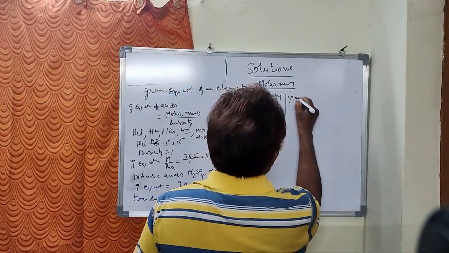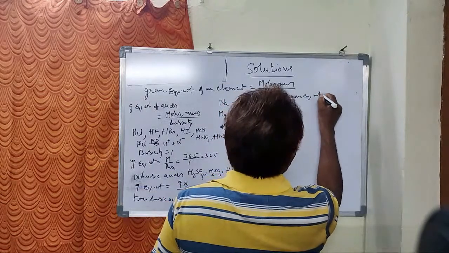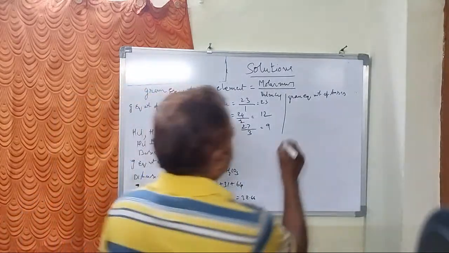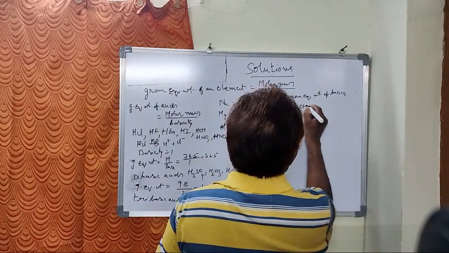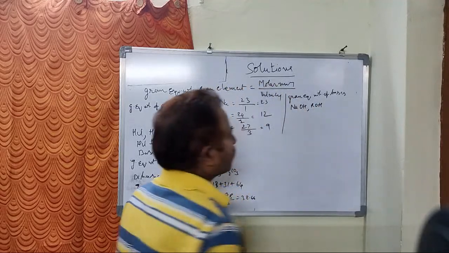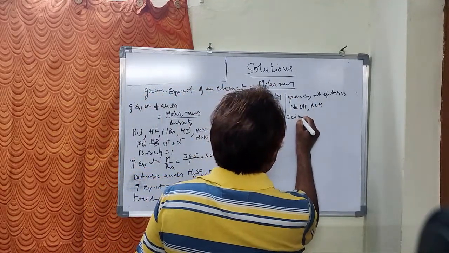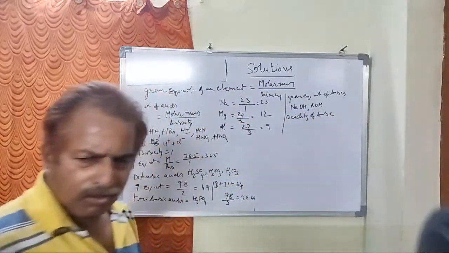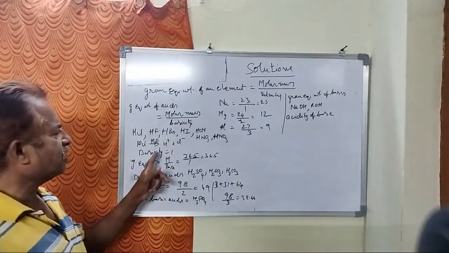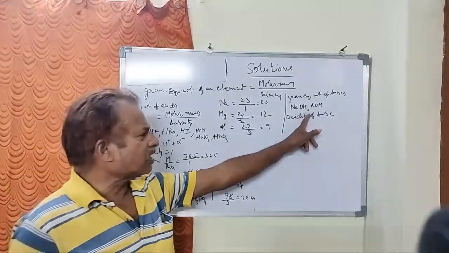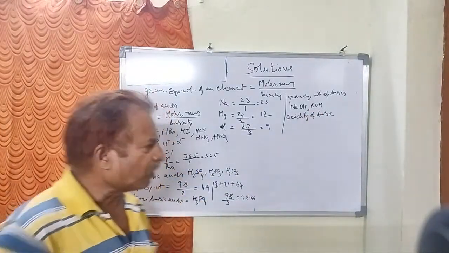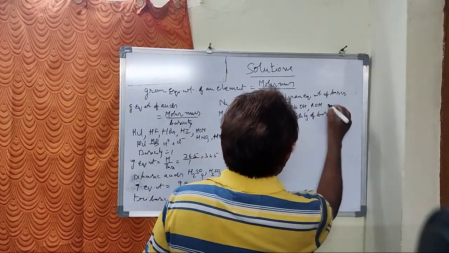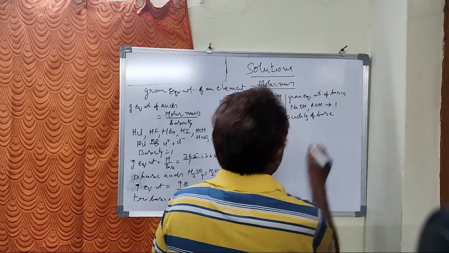Similarly, gram equivalent weight of bases. What are bases? Bases are NaOH, KOH. These are monoacidic bases. That is the acidity of base. What is the acidity of base? Just like basicity of acid, the number of replaceable OH minus ions is referred to as the acidity of base. Therefore, the acidity of NaOH and KOH is 1.